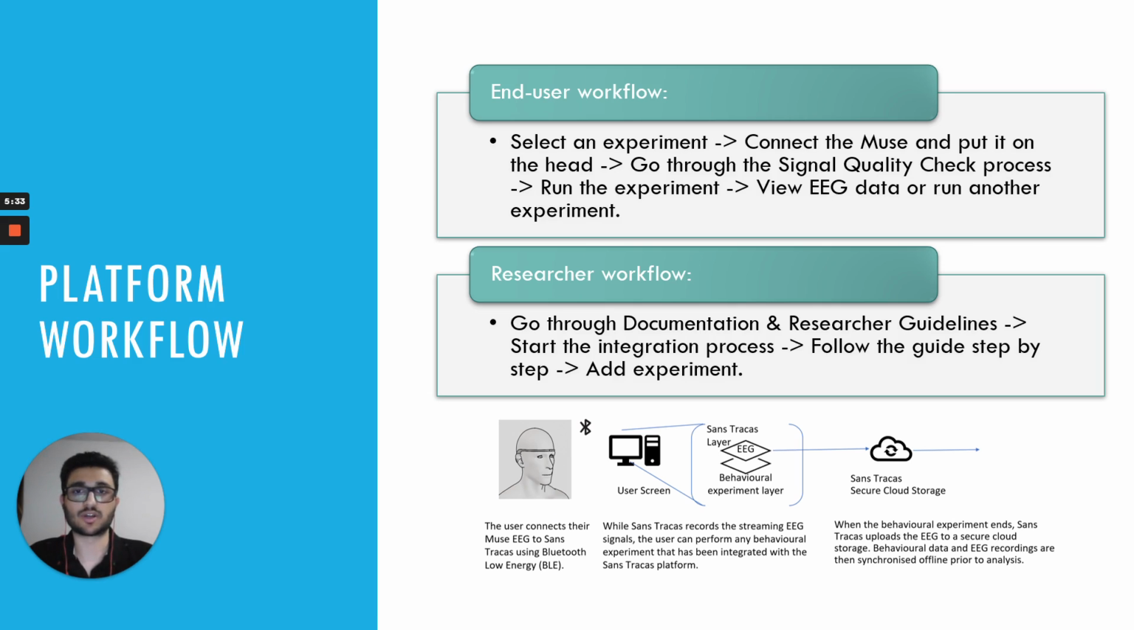After going through the signal quality check process, they will run the experiment and later they will be able to view the EEG data or run another experiment. For researchers, they will go through the documentation section, follow each and every detailed step, and at the end of those steps, they would be able to add their own experiments to the platform. This diagram here represents the workflow of Sans Tracas.